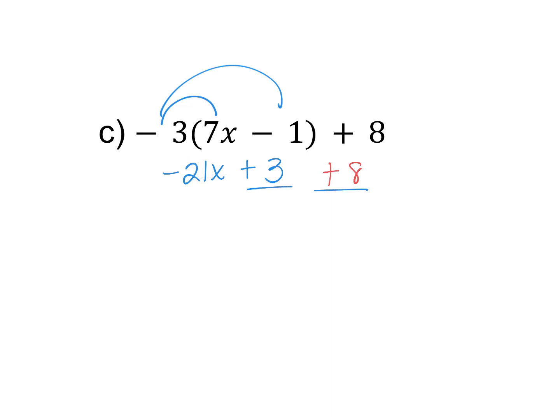Looks like I have 3 and 8 are like terms. So let's go ahead and combine those. So positive 3 plus 8 would give you positive 11. And then drop this down, the negative 21x, because there were no like terms to combine it with. And that will be your answer.